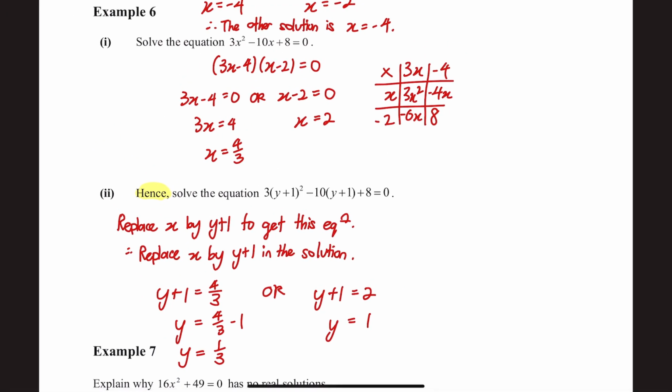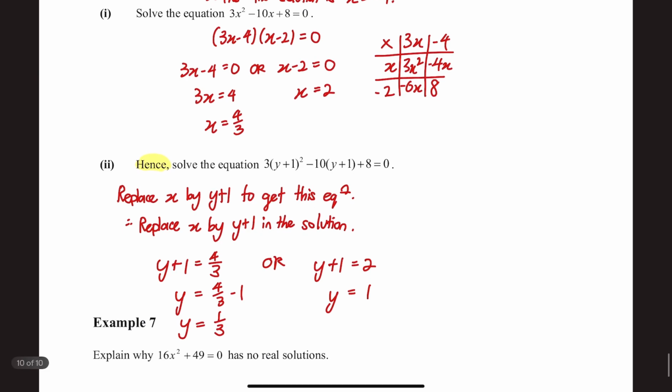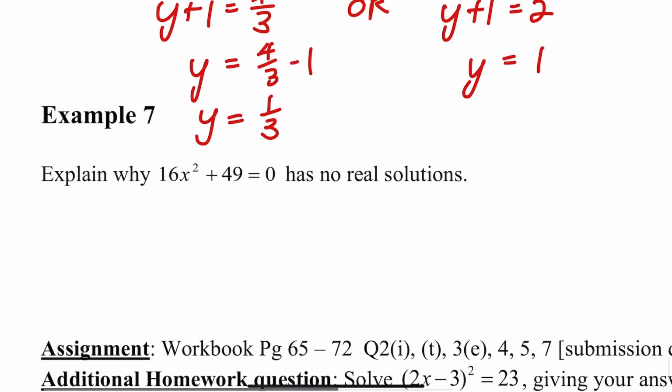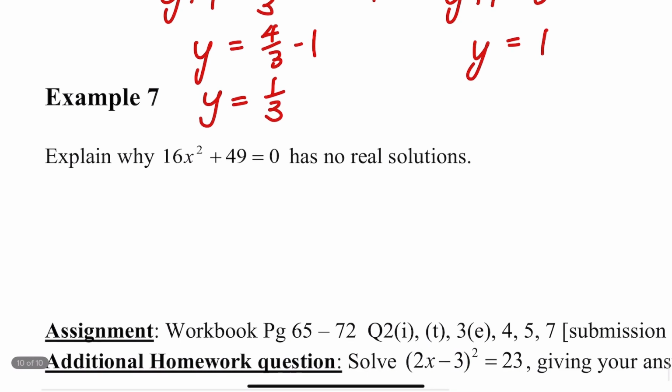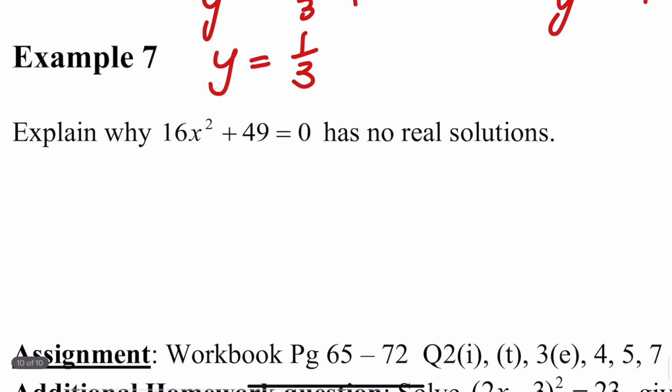Alright, then let's now look at the last question. Explain why this equation has no real solution. So for this equation, I look at this. I see that based on this equation here, 16x squared is equal to negative 49 if I subtract 49 on both sides of the equation.